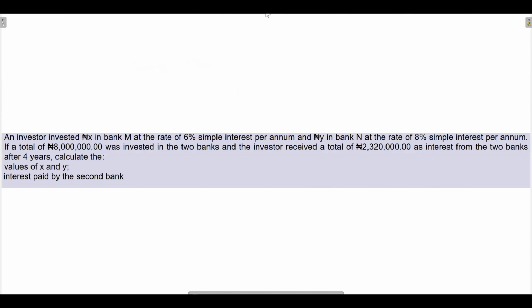The last one is this one, which deals with simple and compound interest. Simple interest rather than compound. An investor invested X naira in bank M.